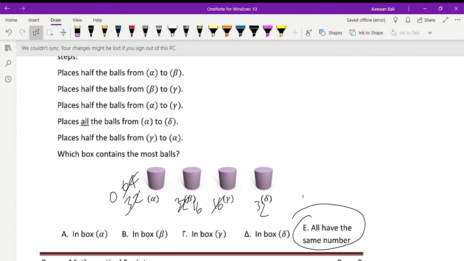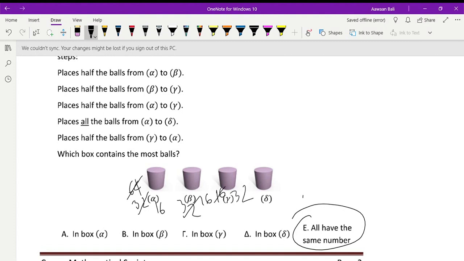Yeah, beta to gamma. I missed something. Sorry. Okay, wait, let's start again. Since alpha has 64, and we have it 32 and 32. Half the balls from beta to gamma, so 16 and 16. Half the balls from alpha to gamma. So there'd be 16 here, and there'd be 32 here now.